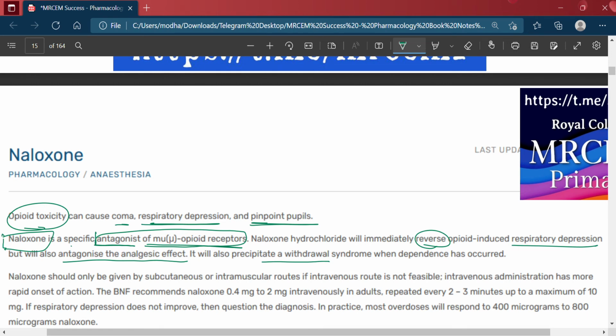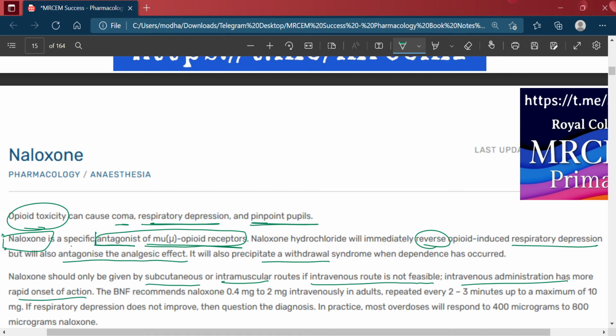Naloxone should only be given by subcutaneous or intramuscular route if intravenous route is not feasible. Intravenous administration has more rapid onset of action.